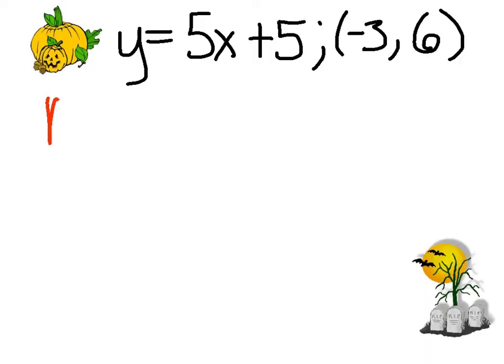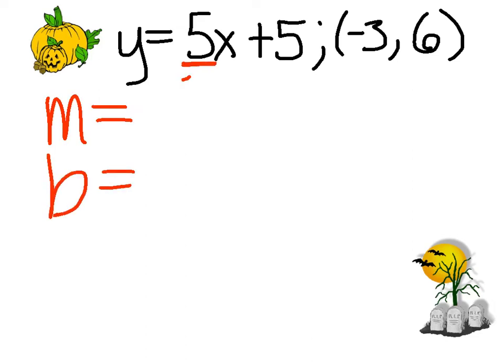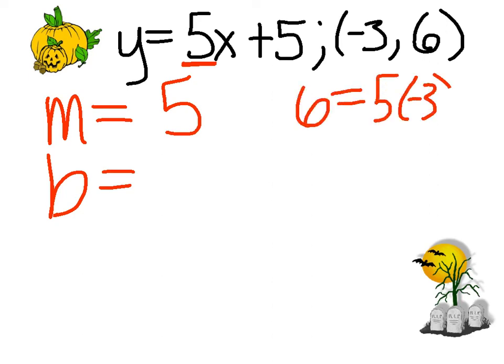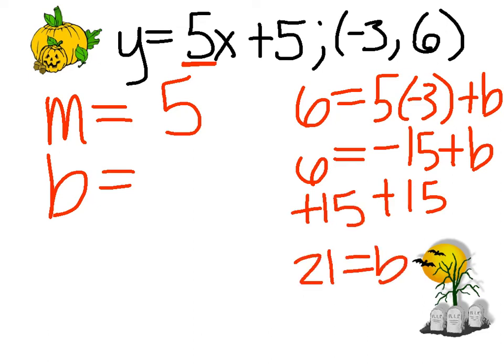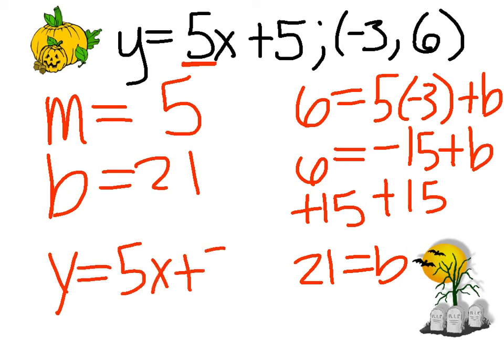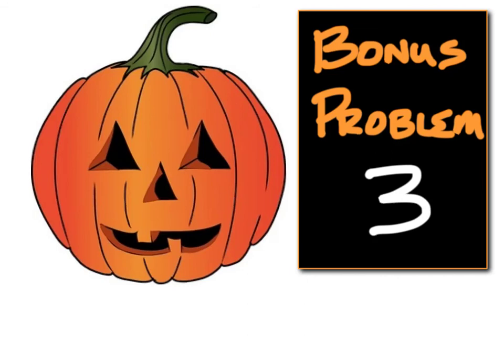Okay, go ahead and do practice problem number 3. Our slope for our new line is going to be the same as the one we have, so that's going to be 5. To get our y-intercept, we'll have 6 is equal to 5 times -3 plus b. That'll be 6 is equal to -15 plus b. When we add 15 to both sides, our b is going to be 21. That means our new line will be y is equal to 5x plus 21.